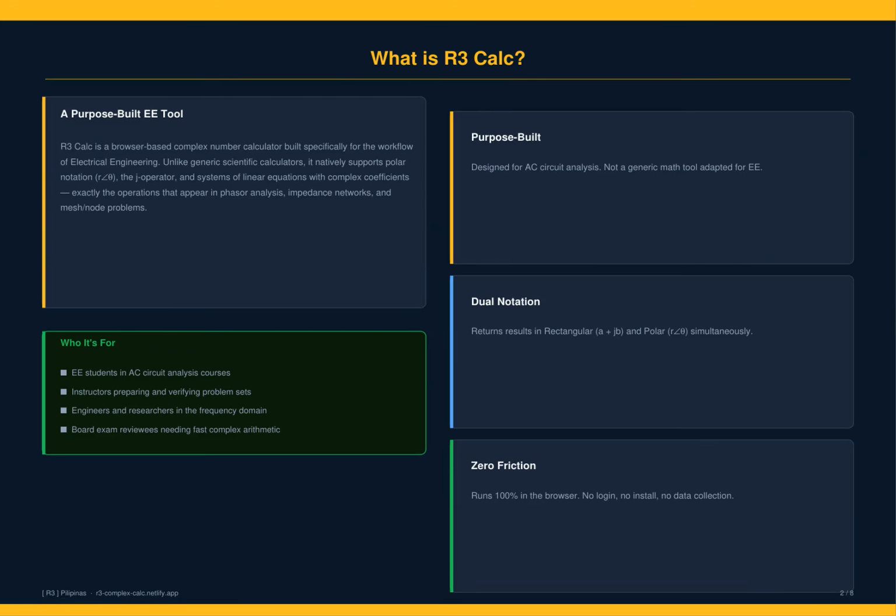So, what is R3 Calc? It is a browser-based calculator designed directly for electrical engineering workflows. Unlike general-purpose calculators, it natively supports polar notation, the J operator, and complex coefficient linear equations, exactly the operations you encounter in phasor analysis and mesh or nodal problems. It returns both rectangular and polar forms simultaneously, runs entirely in the browser with zero friction, and is perfect for students, instructors, and board exam reviewees.